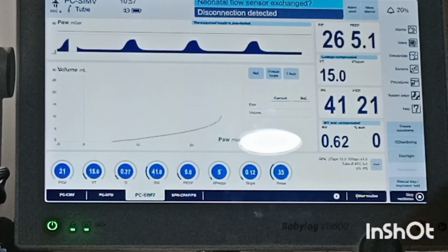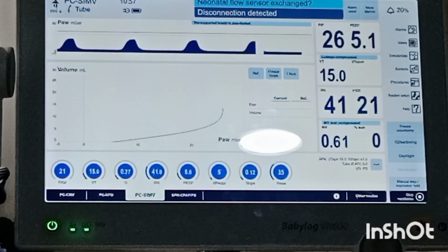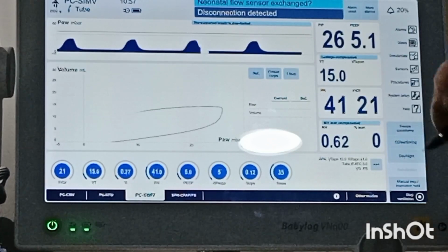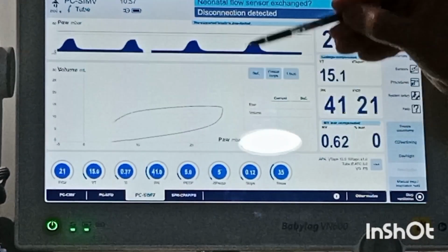And this pattern is called hysteresis. Are you clear about what hysteresis is? Otherwise, if there is no hysteresis, what will happen? One overlaps another. So that is not happening. So this is a complete hysteresis.